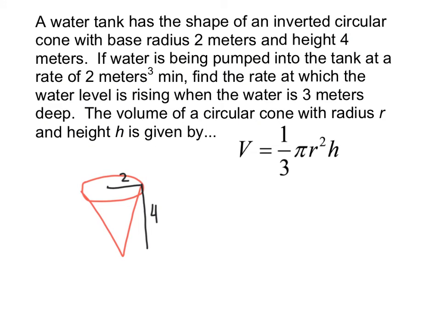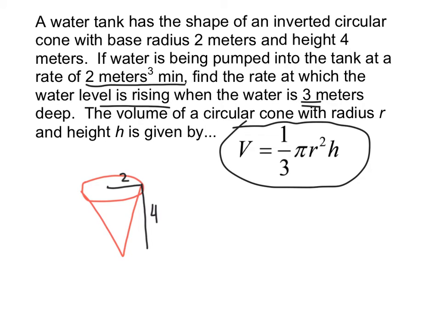Our second typical problem generally will deal with volume or surface area. And we did a problem like this in class, where we have a water tank and it's an inverted circular cone with a base radius of 2 meters and a height of 4, kind of like in class where the height was twice as large as the radius. Now we do have a constant rate, 2 meters cubed per minute is being pumped into the tank, and we have to find the rate at which the water level is rising when the water is 3 meters. Okay, and they give us the formula for volume.